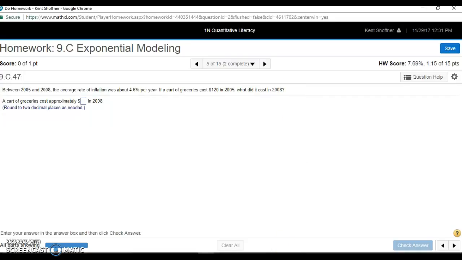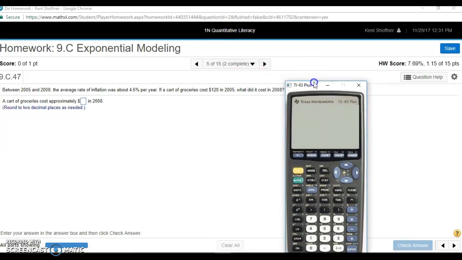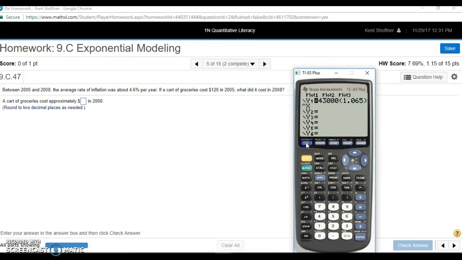All right, so let me pull up my calculator here. To get out of this screen, I'm going to hit second, quit. All right, so I'm going to go to my y equals, clear that out. So my problem says 2005, 2008, the average rate of inflation was 4.6% per year. Inflation means an increase in prices. So this is another growth type problem because it's an increase. So it's increasing 4.6% per year. $120 in 2005, that's the initial amount.